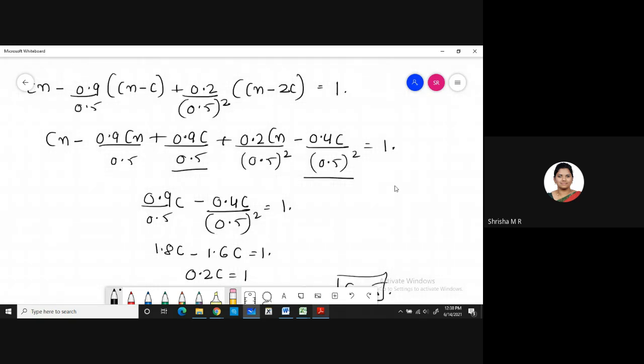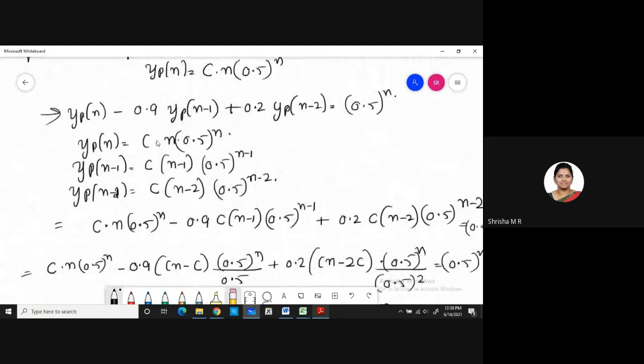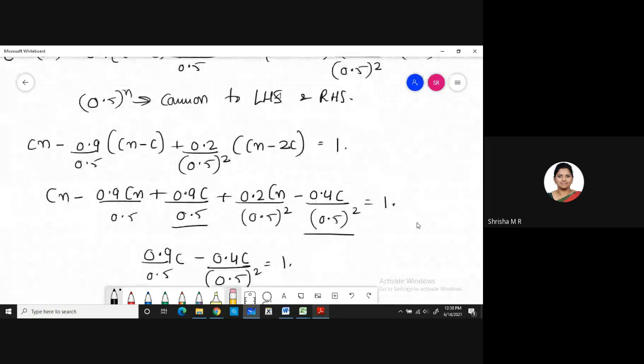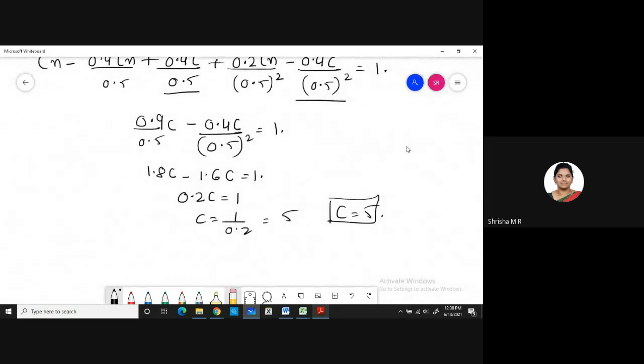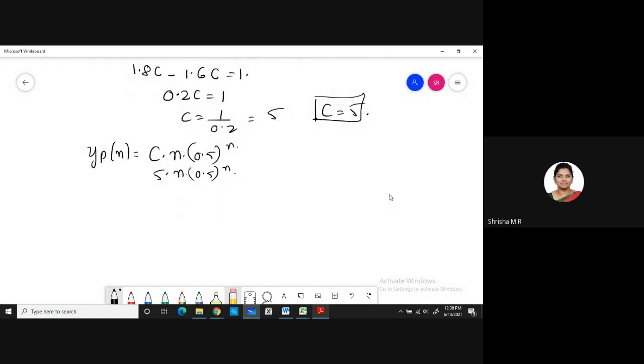So your particular response will be Yp of n, that is equal to 5 into n into 0.5 to the power of n. So Yp of n is equal to C into n into 0.5 to the power of n, right? So that was 5 into n into 0.5 to the power of n. So we have found out particular response. Now we'll find forced response.